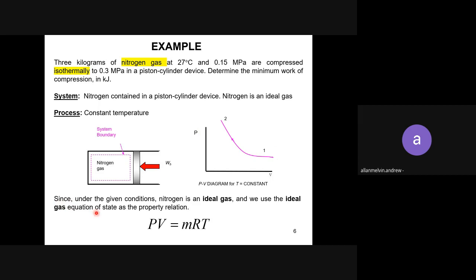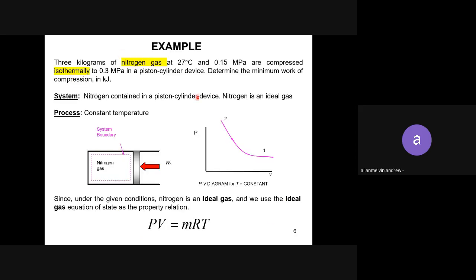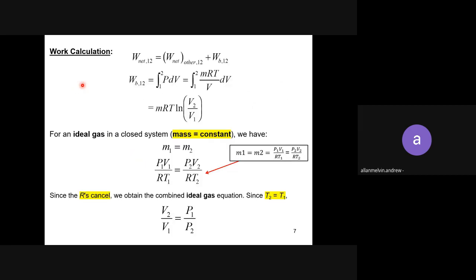Okay, since under the given condition nitrogen is ideal gas, so we use the ideal gas equation. So ideal gas equation, we know that PV equals mRT. Okay, then because the question is asking us to calculate the minimum work of compression, the equation for the net work done between state 1 to state 2, bukan 12 ya, so not 12, so 1 to 2. So that's the indication.